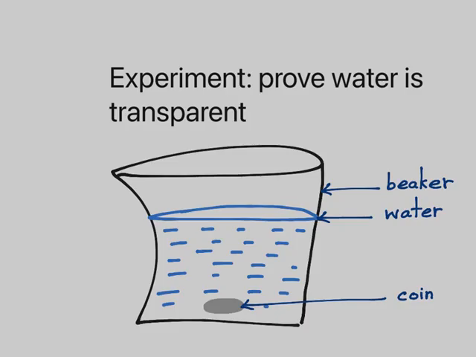Prove water is transparent. So this is an experiment that shows that water is transparent. So you have to take a beaker, fill it with water, and place a coin inside the beaker. Now observe the coin from outside. You can see the coin in the water from outside, and this proves that water is transparent.